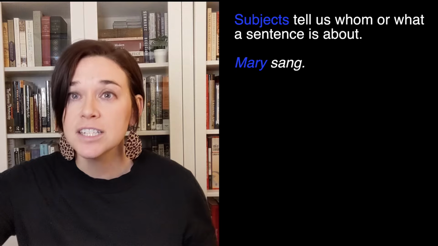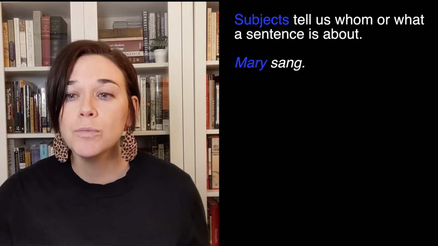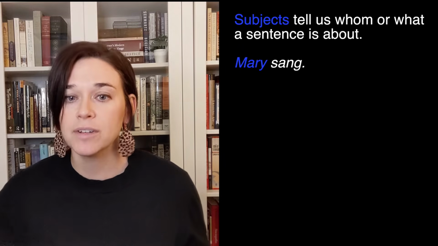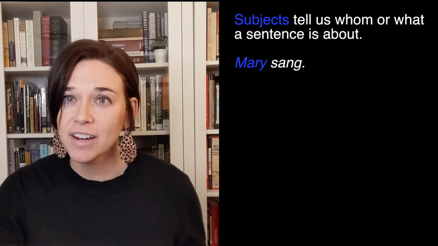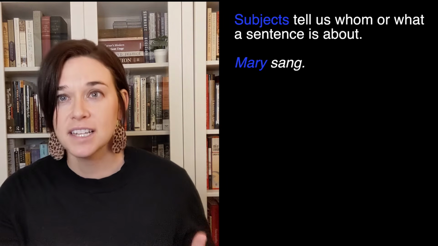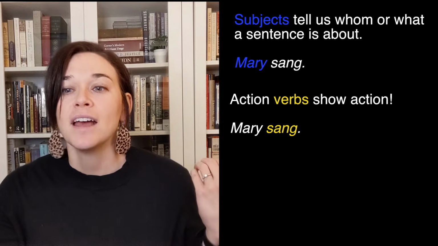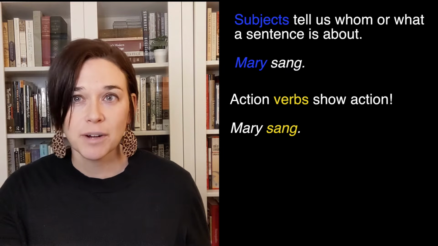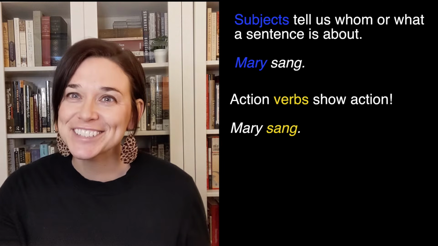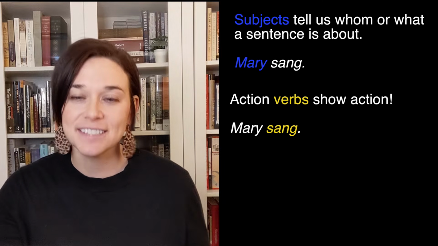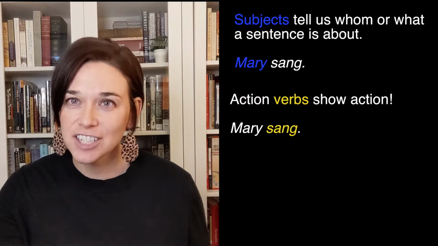And before we get to active and passive, let's just have a little refresher on subjects and verbs. Subjects tell us whom or what a sentence is about. So in the sentence, Mary sang, Mary is the subject. The sentence is about Mary. Verbs, and specifically we're going to focus on action verbs here, show action. So in the sentence, Mary sang, sang is the action verb.